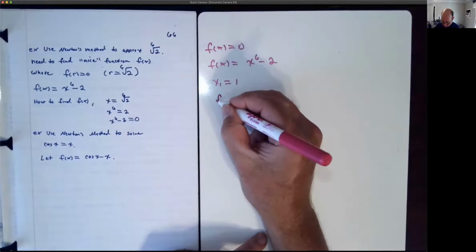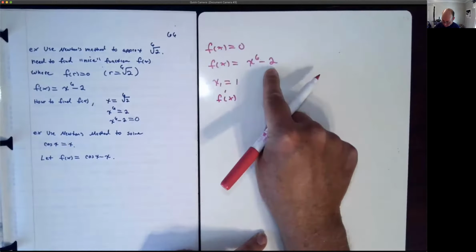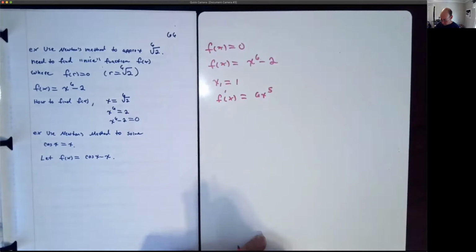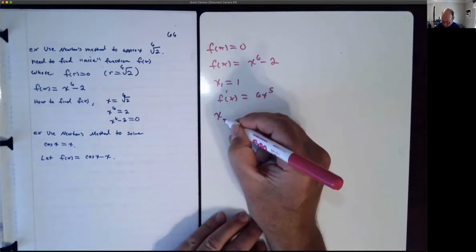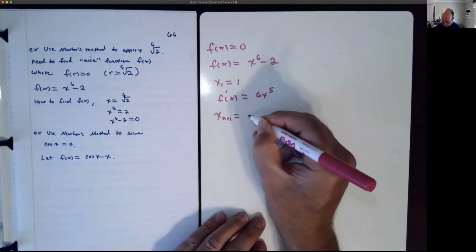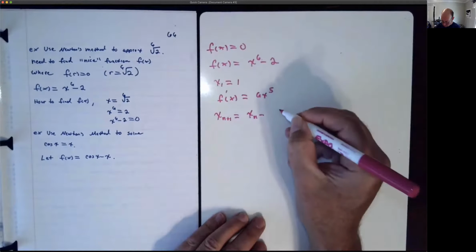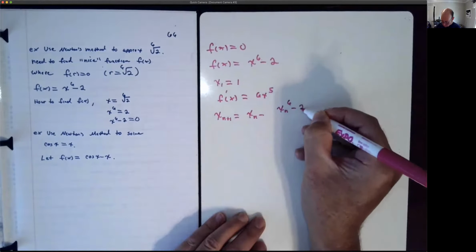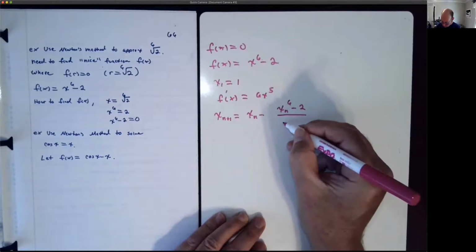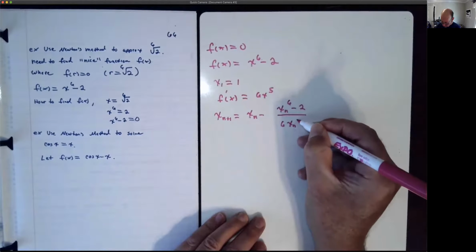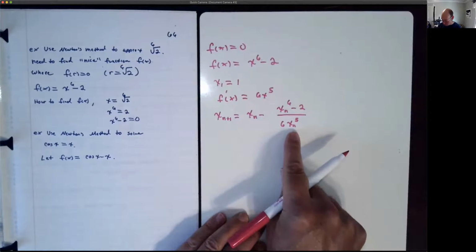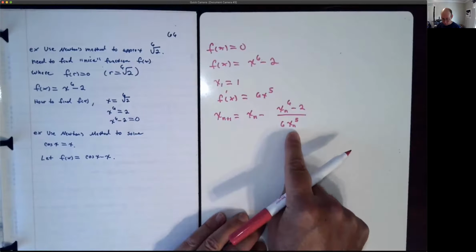All right, so f of x is right here. f prime of x is 6x to the fifth power. So Newton's method will be x_{n+1} equals x_n minus (x_n to the sixth power minus 2) over 6x_n to the fifth power. Do not choose your guess to be 0. That would be very bad, because then you'd have a 0 on the bottom of the fraction.